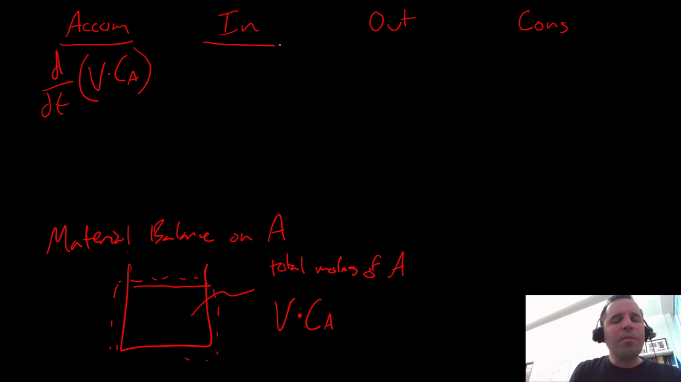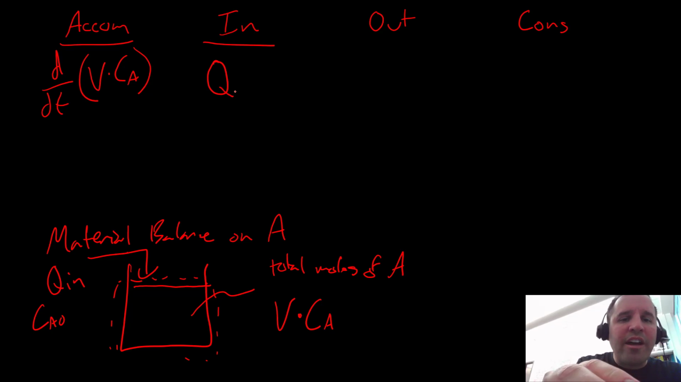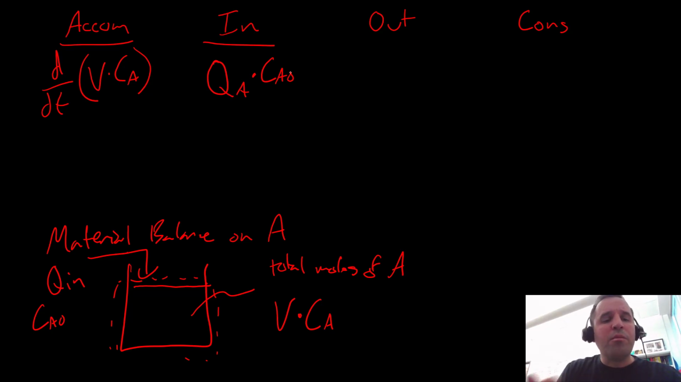Similarly, what's coming into our system, remember we had our Q in and our C_A0 coming in. If we multiply that volumetric flow rate by that inlet concentration, that's going to give us the total number of moles coming into our system. And if you did a unit check on each of these terms so far, you should get that each of these is expressed in kilomoles per minute.